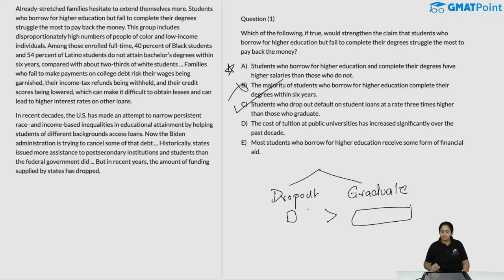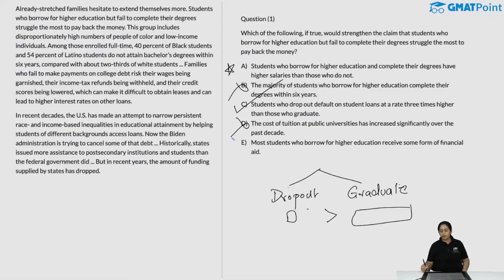The cost of tuition at public universities has increased significantly over the past decade. Even if this is true, it would affect both parts equally. We are not saying low income versus high income, or that the two groups are based on the ability to pay. It's basically dropout versus graduate, and D would impact both of them equally. So again, it would not be a distinguishing factor.